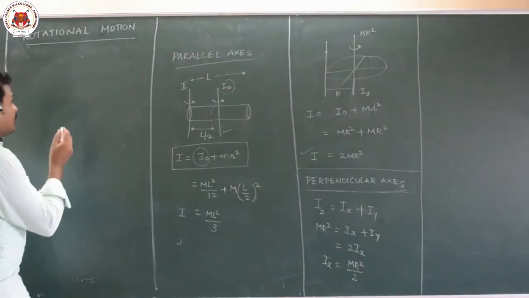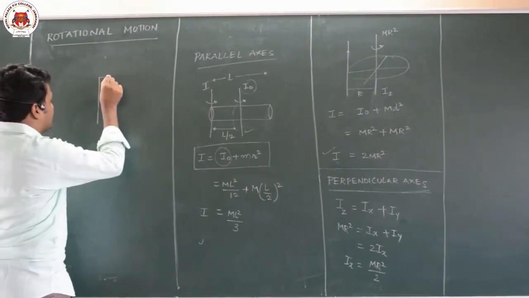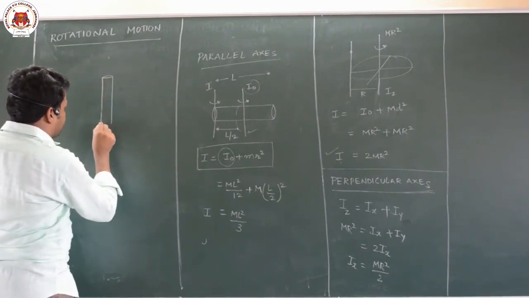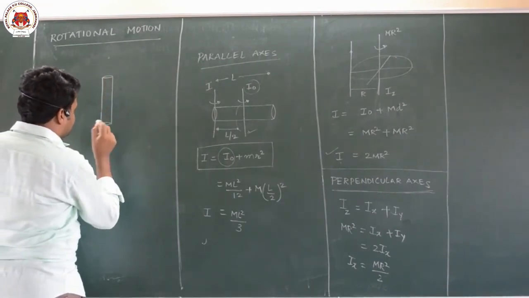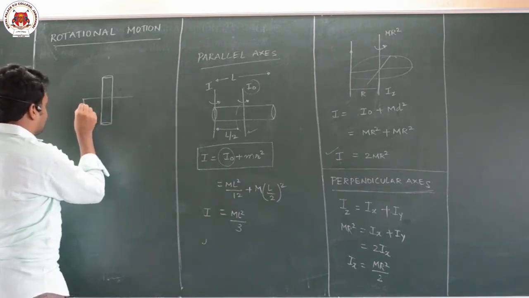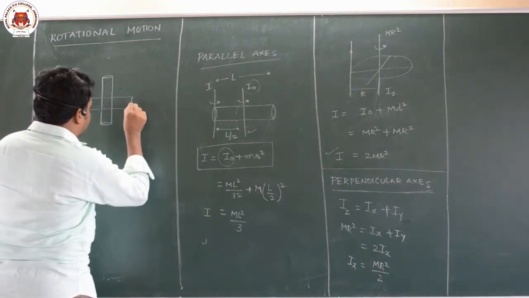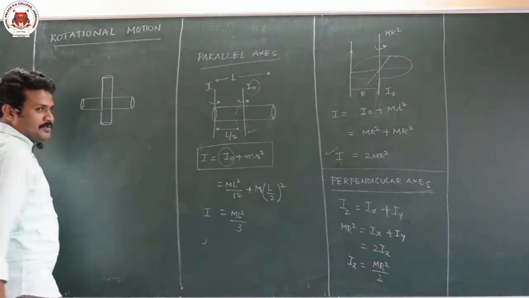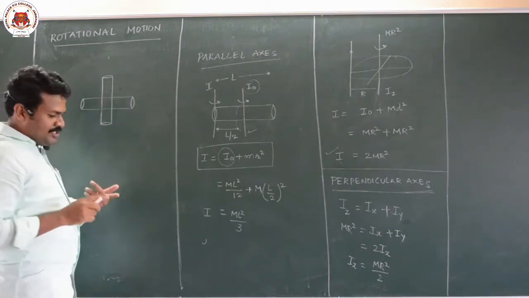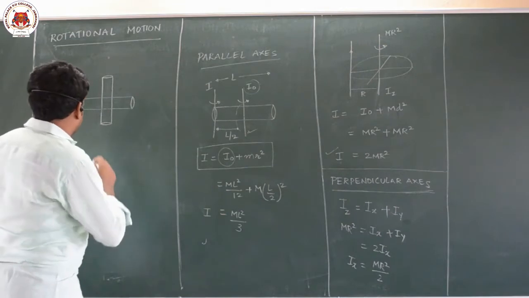Okay, let us take an example where two identical rods of the same mass are arranged in the form of a cross or plus like this. One is placed above the other, arranged in the form of a cross like this. See, two rods are there, one rod is arranged on another rod like this.